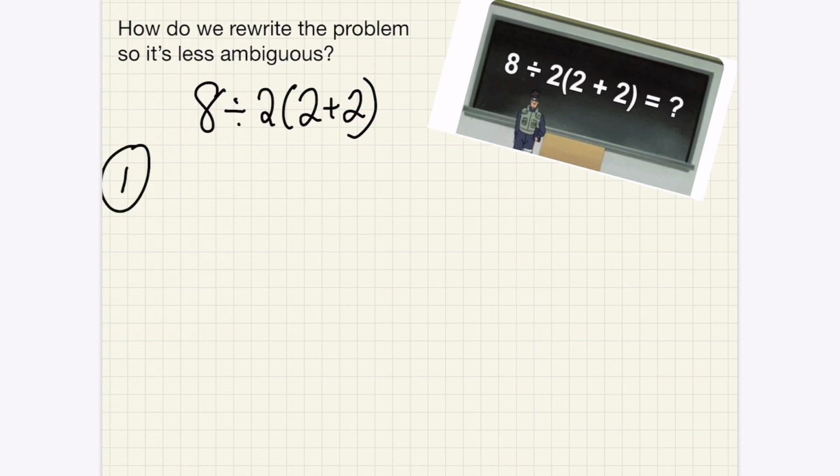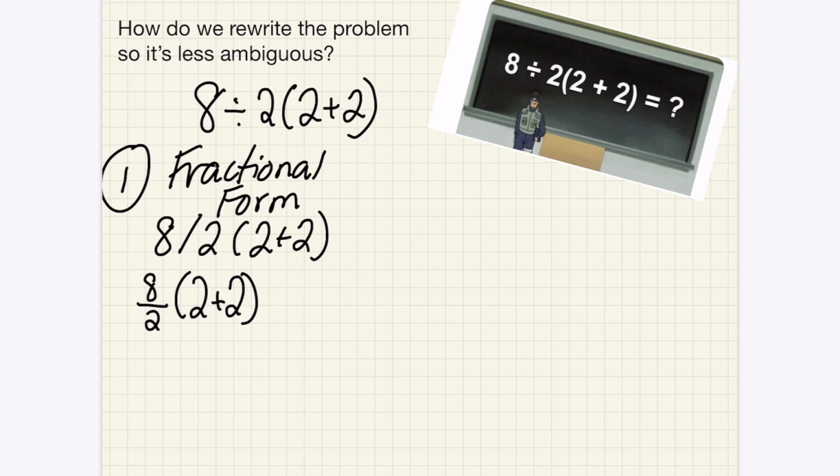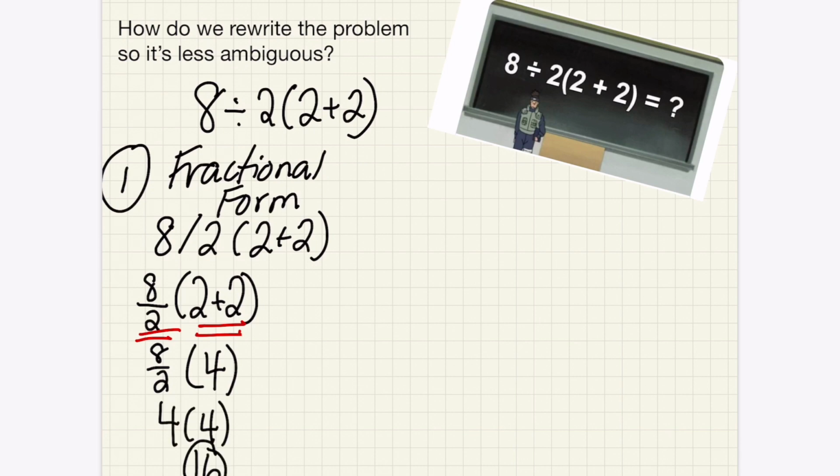The first way is, honestly, I would rewrite it using a fractional form. And the reason is, let's just think of it this way. If I did 8 divided by 2 times 2 plus 2, okay, it doesn't look any different. But what if I express it in this way? I can see 8 over 2, so I know they're together, and I know which operation I'm supposed to do first, which is really the parentheses, 2 plus 2, 4. But then I'm also going to simplify the 8 halves to get 4. Now I have 4 times 4 to get 16.